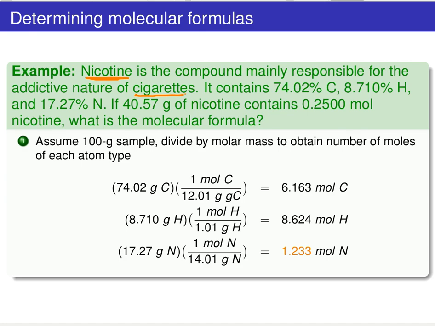This compound nicotine, it turns out, is 74.02% carbon, 8.710% hydrogen, and 17.27% nitrogen, right? Now, if I tell you that 40.5 grams of nicotine contains 0.2500 moles of nicotine, I want you to determine the molecular formula.